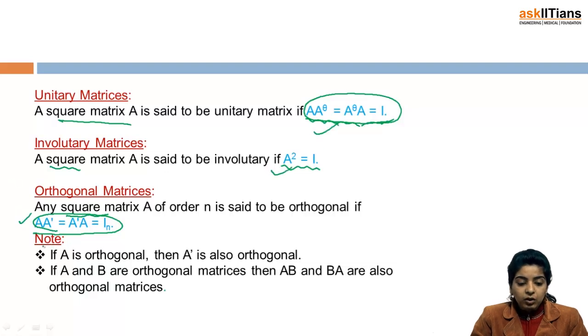Some important points on orthogonal matrices. If A is orthogonal, then A transpose is also orthogonal. Then if A and B are orthogonal matrices, then AB and BA are also orthogonal, right? So this means if A satisfies this property, then A transpose will also satisfy this property, which is quite obvious. You can try out by substituting A transpose here to get this, right? Similarly, if A and B are orthogonal, then we can easily prove AB and BA are also orthogonal.